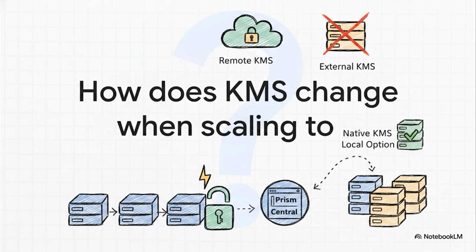Imagine that 2-node edge site we discussed earlier eventually scales up, and you add a 3rd node to the cluster. How does your KMS architectural flexibility change? Well, based on what we've covered, you know that hitting that 3-node threshold establishes quorum, which suddenly unlocks the native KMS local option. You can then seamlessly switch away from a remote or external KMS right from Prism Central.